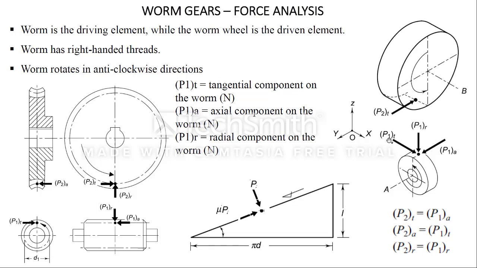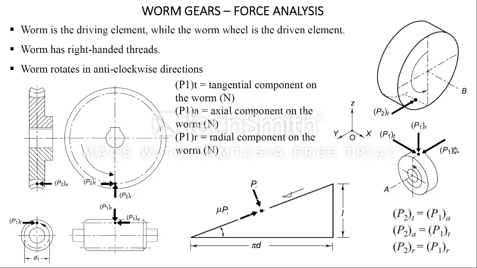PT1, that is tangential force, will act on worm, which is opposite to the direction of rotation. So this is a reaction produced by wheel on worm. So the direction is like this. Next, both the forces PR1 and PR2 are always towards the center and they are like this.